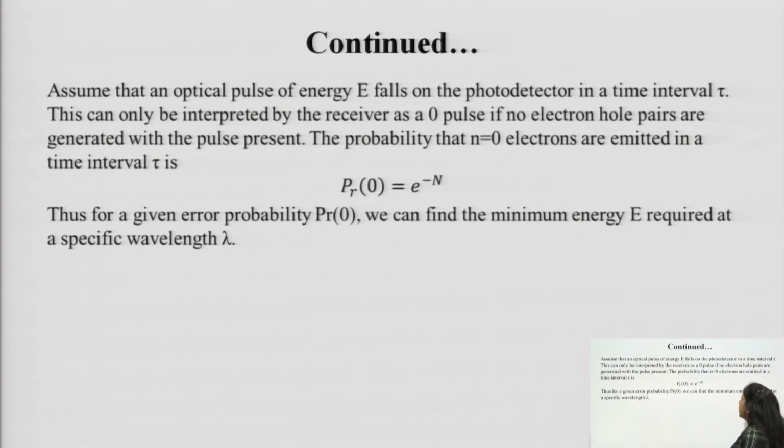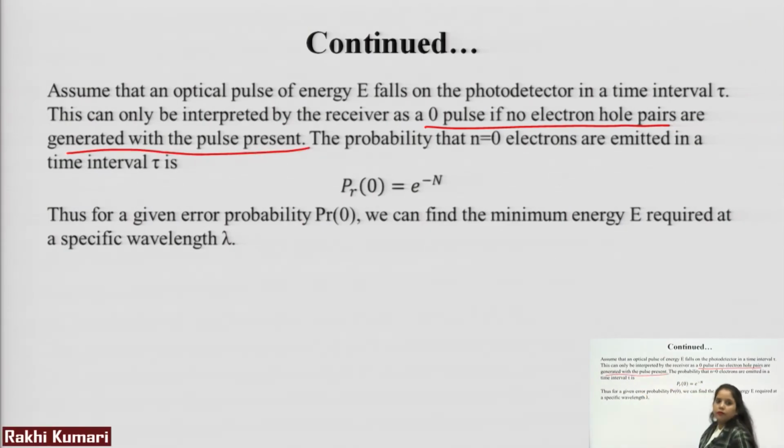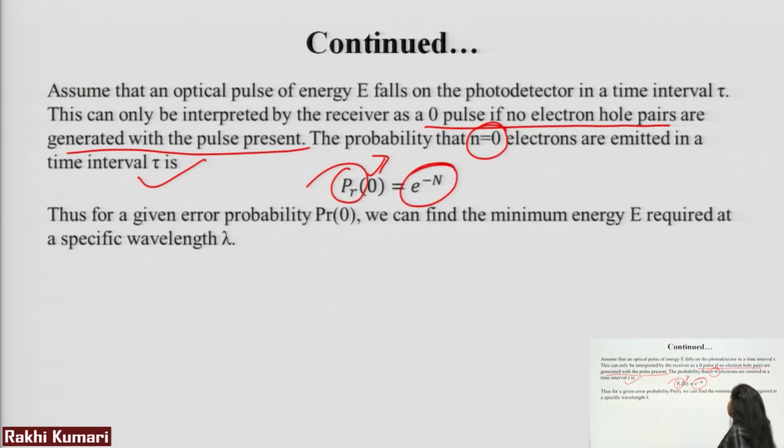Here is the formula for calculating the quantum limit. Assuming that an optical pulse of energy E falls on the photodetector in a time interval tau, this can only be interpreted by the receiver as a zero pulse if no electron-hole pairs are generated with the pulse present. The probability that n equal to 0 electrons are emitted in a time interval tau is given by e to the power minus n. We can find the minimum energy E required for a specific wavelength.